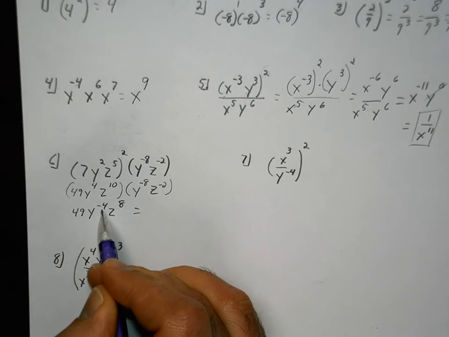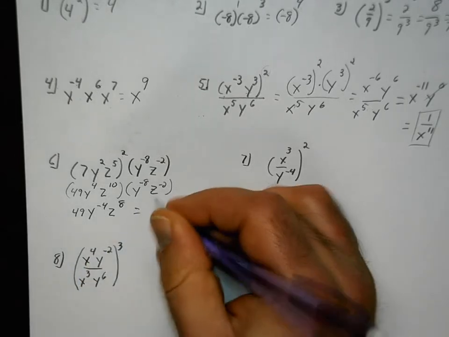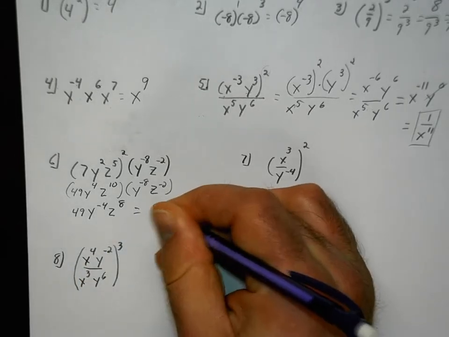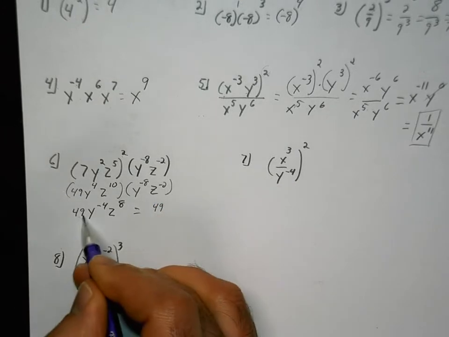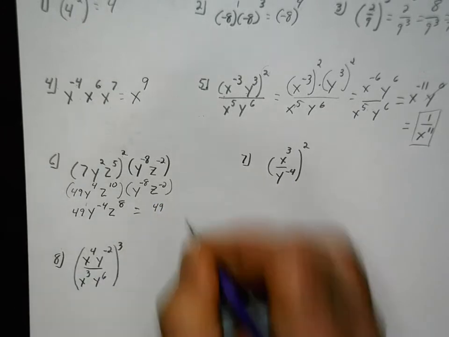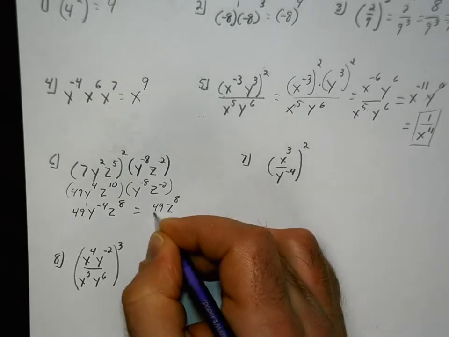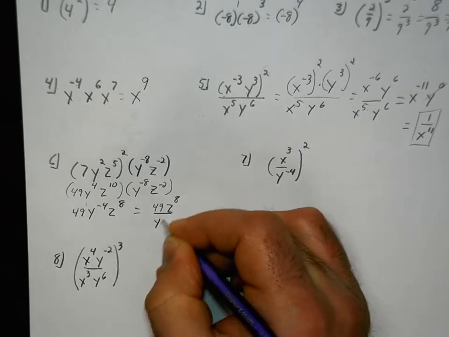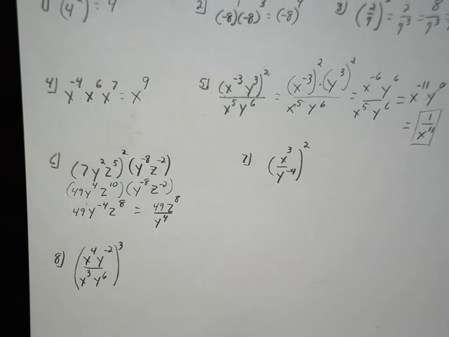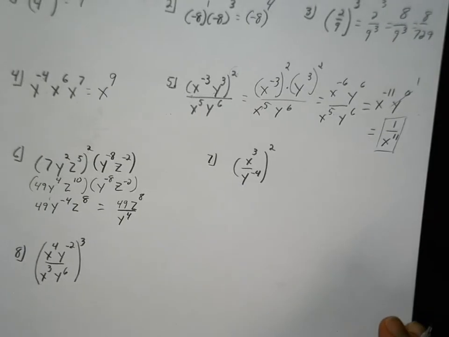Then we eliminate the negative exponent by putting it in the denominator. So we leave the 49 on the top because that doesn't have a negative exponent. Its exponent is 1. We leave the z to the 8th in the numerator, and we put y to the positive 4 in the denominator.